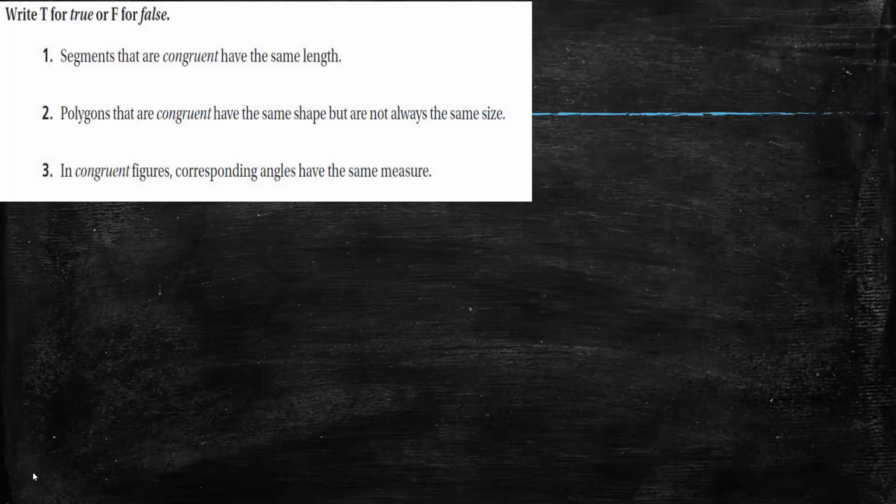Now, segments that are congruent have the same length? Yes, we say that. Why? Because if we have two shapes that are congruent, they have the same size and same shape. The second one: polygons that are congruent have the same shape but do not always have the same size. False. The third one: in congruent figures, corresponding angles have the same measure. Yes.